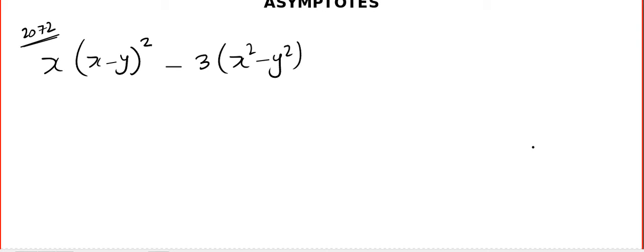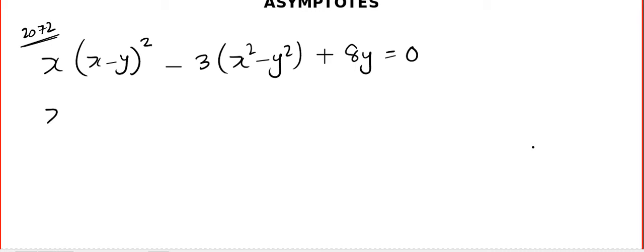And the question goes like this. Find the asymptotes for the curve x times (x minus y) the whole square minus 3 into (x square minus y square) plus 8y is equal to 0.